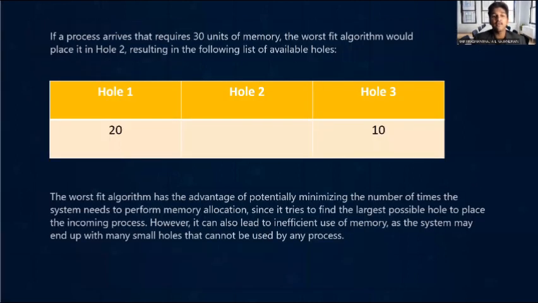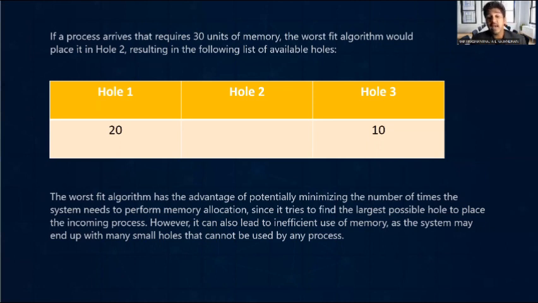Next up, we have this. If a process arrives that requires 30 units of memory, the worst fit algorithm would place it in hole 2, resulting in the following list of available holes. Same as before, the thing that changed is that hole 1, as usual, has 20 units of memory, but in hole 2 there's nothing because that's where the worst fit algorithm placed the process. And in hole 3, we have 10 units of memory. So that's basically how this works.